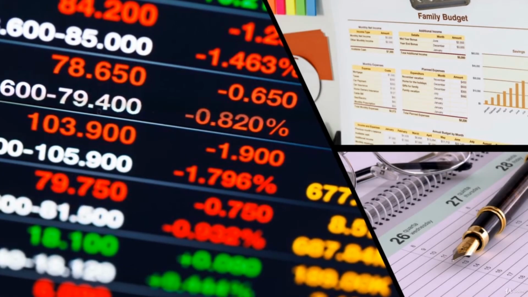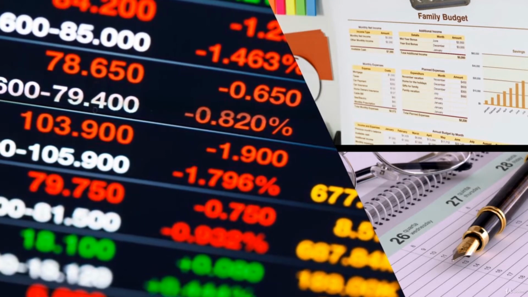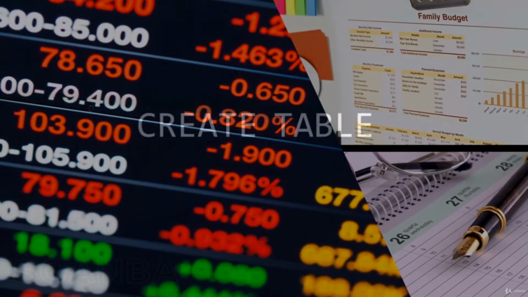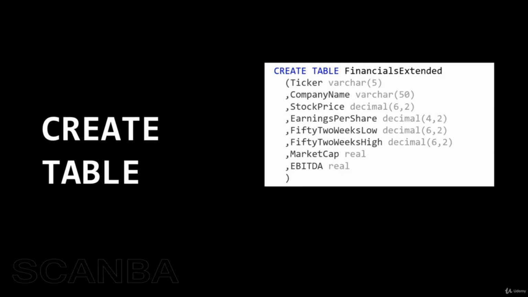Tables are used to organize related sets of data, such as financials, events, and information about employees and products. We use the create table command to define a table. The create table command includes the name of a table. In this case, the name is Financials Extended. Next is a list of column names, such as ticker, followed by a data type. Tables typically have multiple columns.